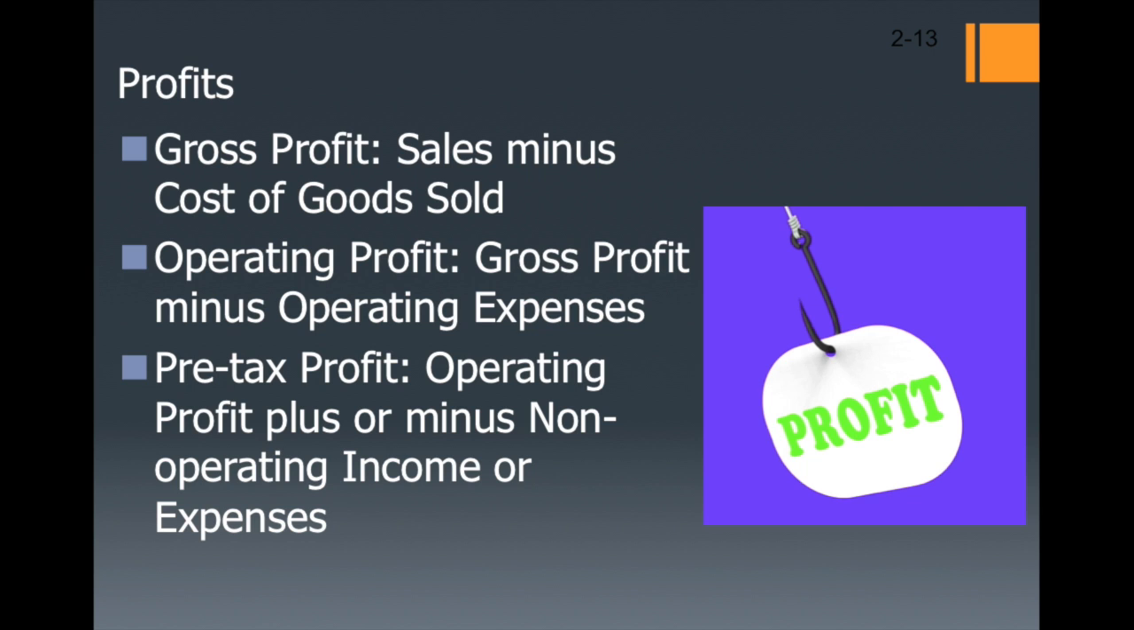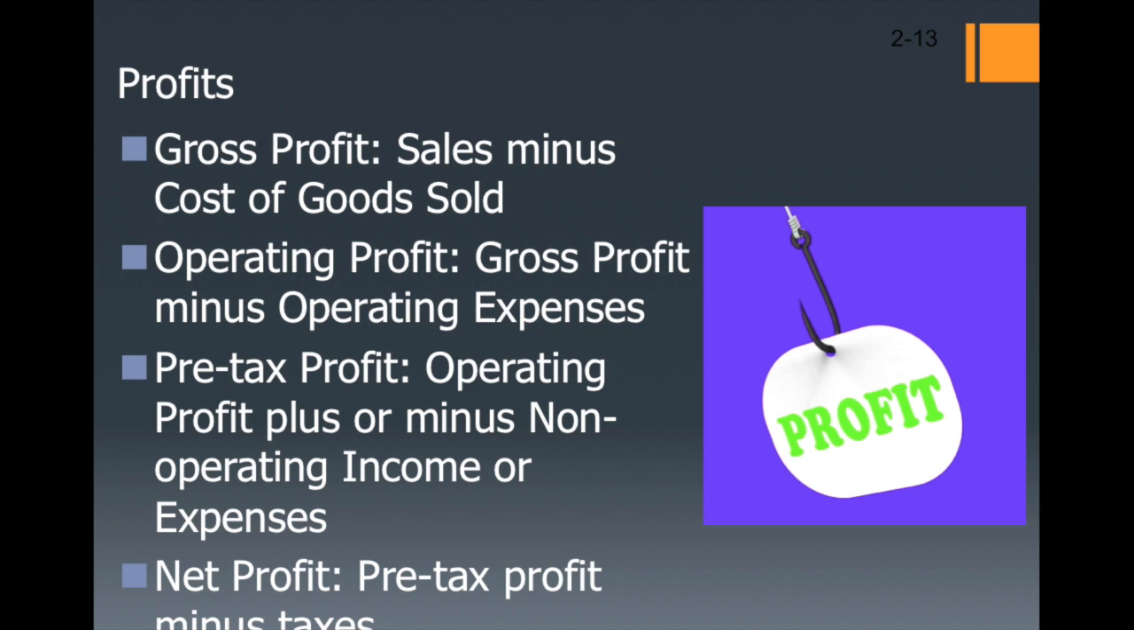Well, what are those? Usually we're talking about interest expense. That's usually the biggest and often the only non-operating expense. Non-operating income: sometimes a company has a ton of cash reserves and they're earning interest income on those cash reserves. Then finally, net profit: pre-tax profit, or earnings before taxes, minus taxes, and that gives us our net income or net profit.